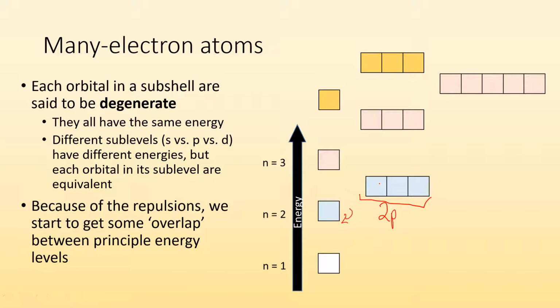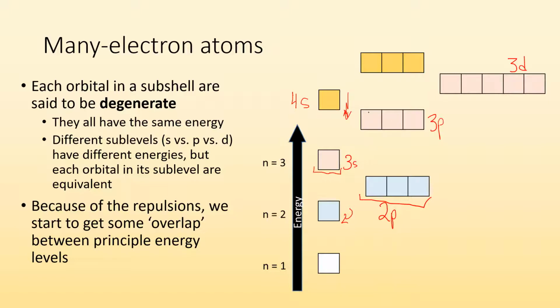Because of the repulsions, we start to get some overlap between principal energy levels. So you can see 3 has been color-coded with this kind of almost pink color. So we've got the 3s here, we've got the 3p there, and then we have the 3d over there. But a weird thing starts to happen because of these repulsions. This 4s sublevel is at a lower energy than the 3d.